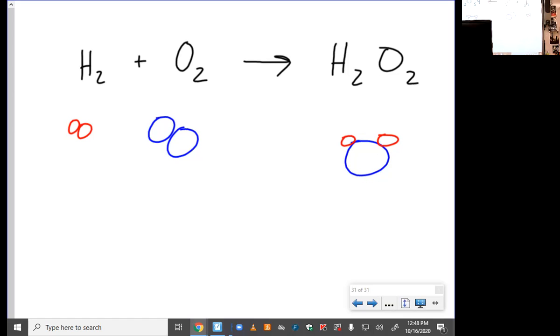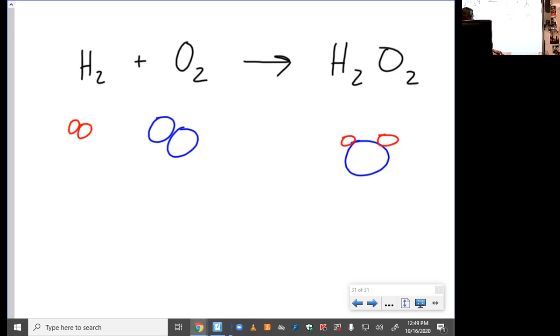But go ahead, what happens to the other hydrogen? 2 hydrogens, 2 hydrogens. But then the two hydrogens combine to make one big one? Because look, in the third diagram: 1, 2 hydrogens, 1, 2 hydrogens. Oh, I thought the blue one was oxygen.